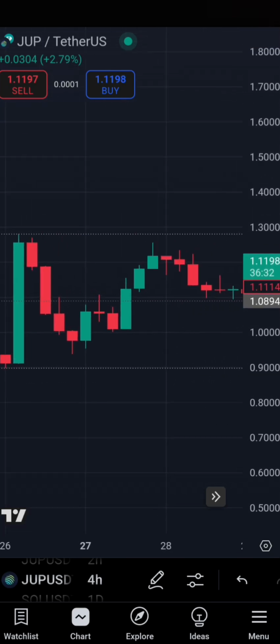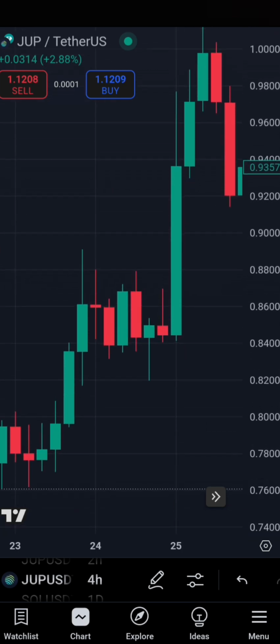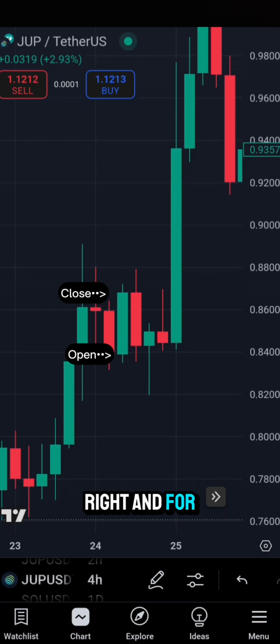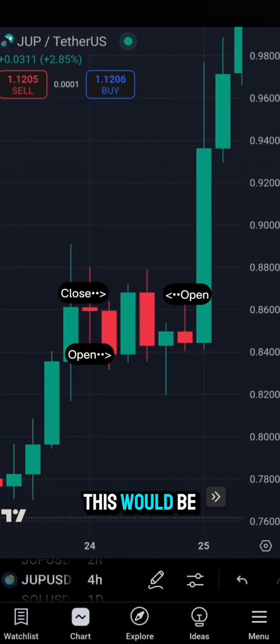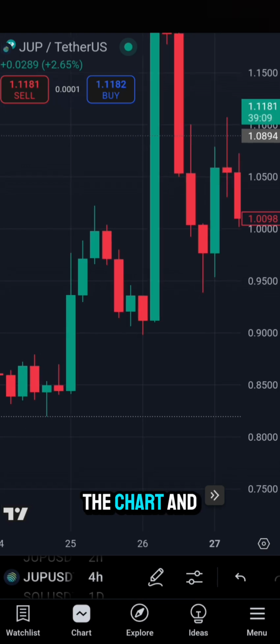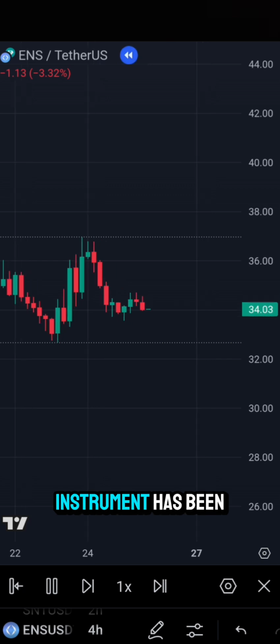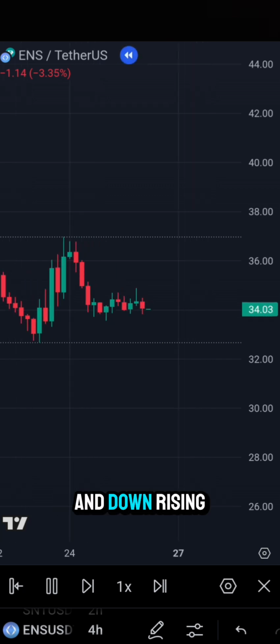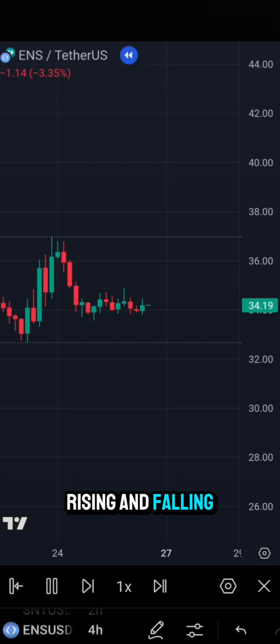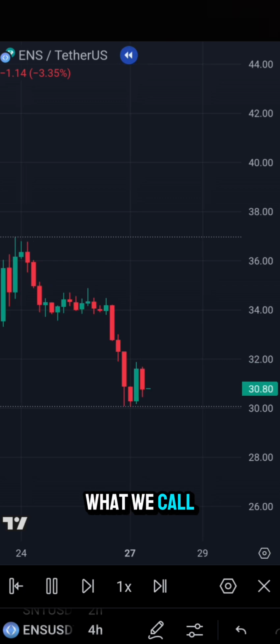Let's go to this other part where we have a mixture of green and red. For the green candle, this would be our open, and this would be our close, right? And for the next candle, this would be our open, and this would be our close, right? You can go ahead and relate with all the other candles you see on the chart. And from the look of things, you will appreciate the fact that the price of this financial instrument has been moving up and down, rising and falling over time. And this is what we trade in the financial market, and it is what we call volatility.